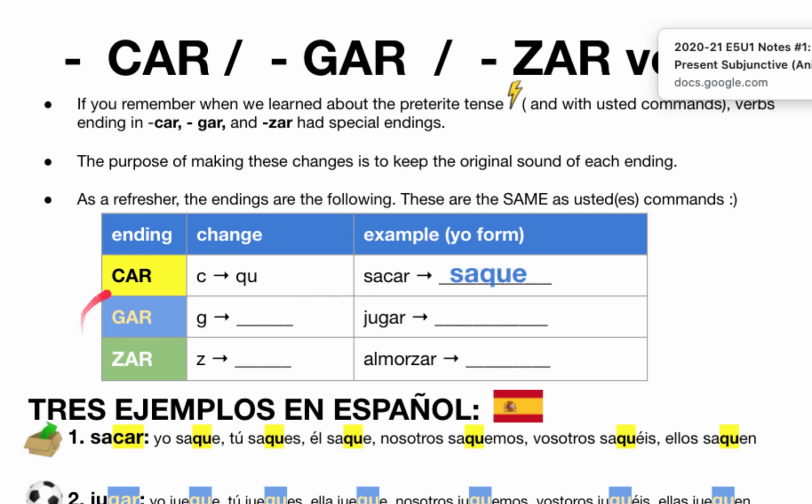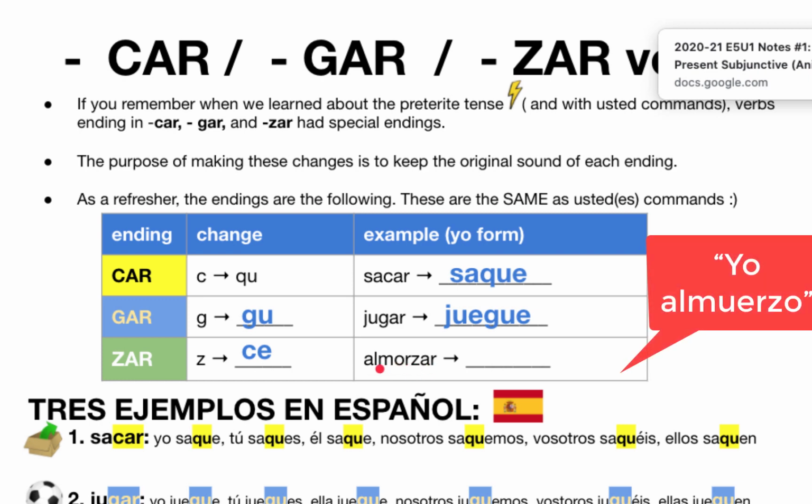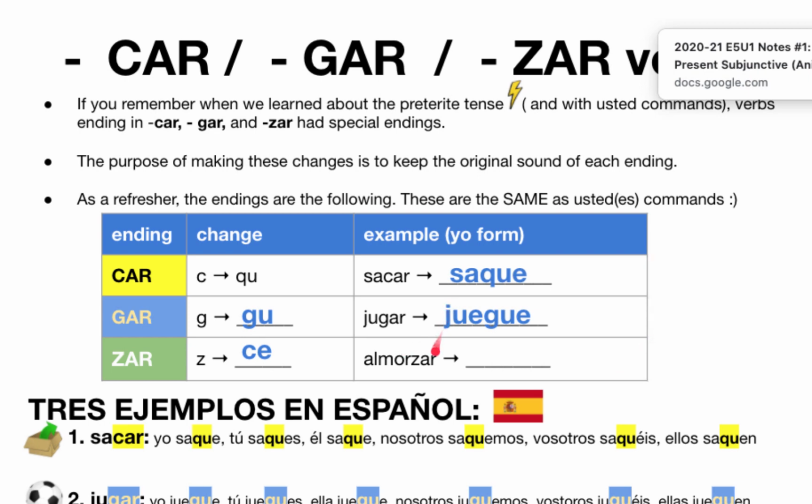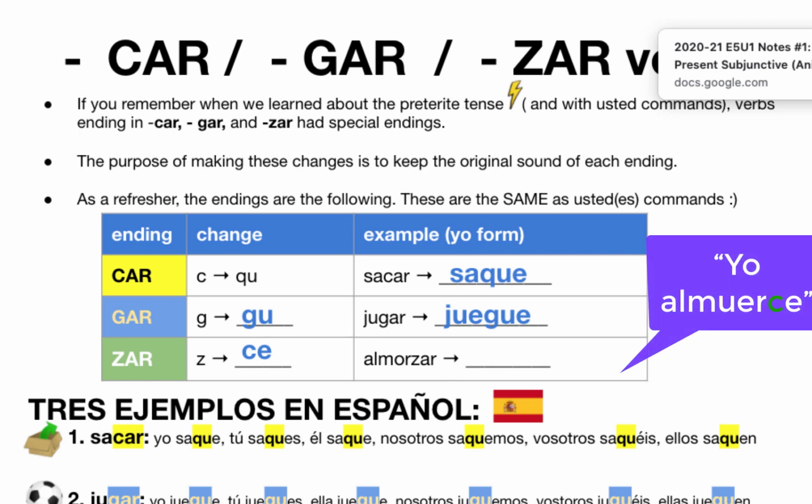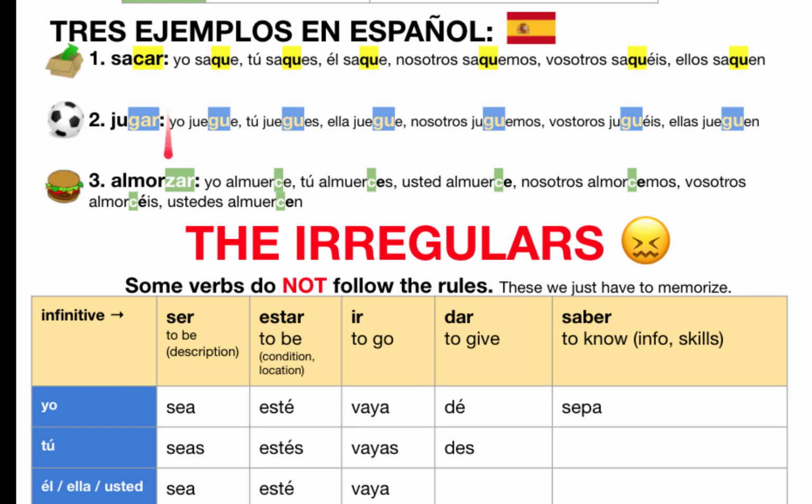Very similar thing happens with gar, G-A-R verbs, like the verb jugar. In this case, we're going to change G to GU, and we would say yo juegue. And then the same thing happens with zar verbs. Z changes to C. And remember, if we want to say I eat lunch, because that's what almorzar is, we're going to say yo almuerzo in the present indicative, but in the subjunctive, we have to drop that O, and what we're going to do is actually change the ending. So it's an AR verb, so we're just going to tack on an E. So we can't say yo almuerze with a Z, we want to say yo almuerce, so we can really get that S sound still alive in there. So these three infinitives are written out.